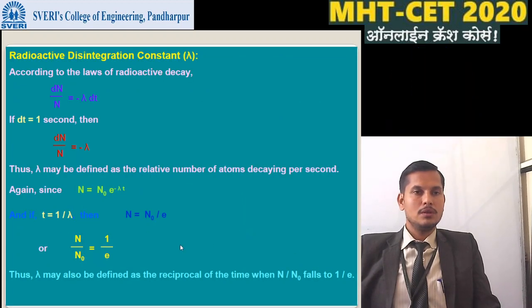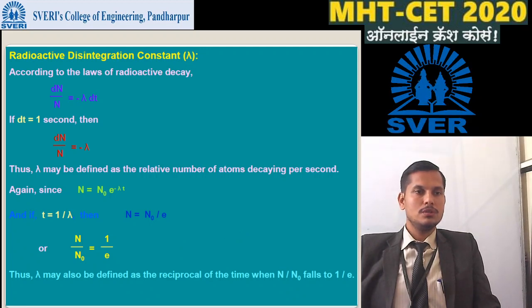Let us discuss further the radioactive disintegration constant. According to the law of radioactive decay that we have checked, dN by N is equal to minus lambda dt. If dt is equal to 1 second, then we simply write this equation. Thus this constant may be defined as the relative number of atoms decaying per second. Then N divided by N0 is equal to 1 upon e. Thus this constant may also be defined as the reciprocal of the time when N divided by N0 falls to 1 divided by e. So we can write t is equal to 1 divided by lambda, where lambda is the constant.